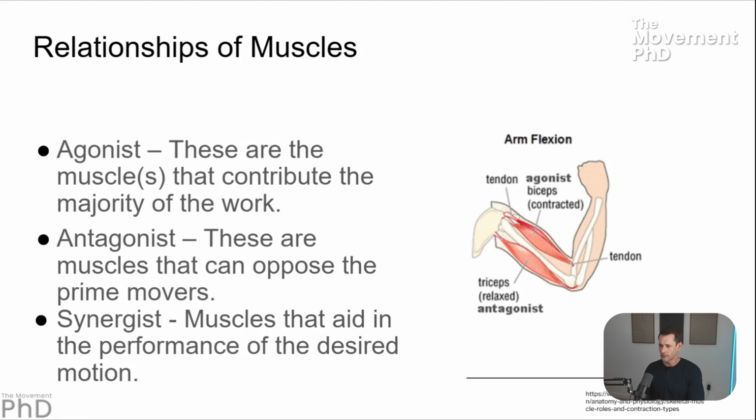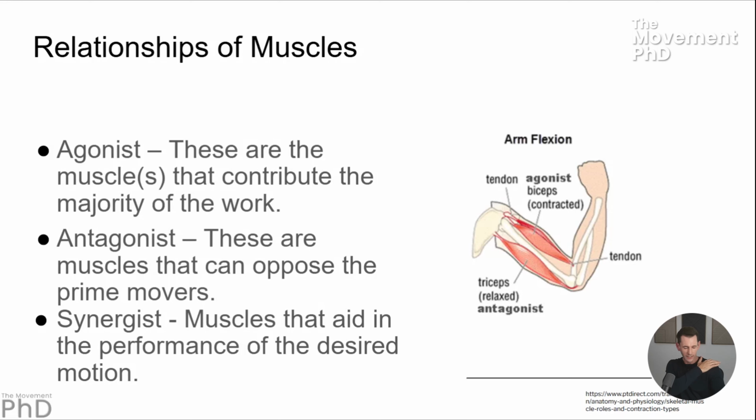Synergists are just small muscles that aid in the performance of that movement. In order for me to do this elbow flexion, I also need to stabilize my humerus. So my rotator cuff muscles, any muscle that crosses from my scapula to my humerus that stabilizes it, is going to be a synergist for that movement. Synergists are just muscles that aid in the performance. There's several different types of these. I'm not going to get into all that right now. I'll talk about it more when we get into our regional units.